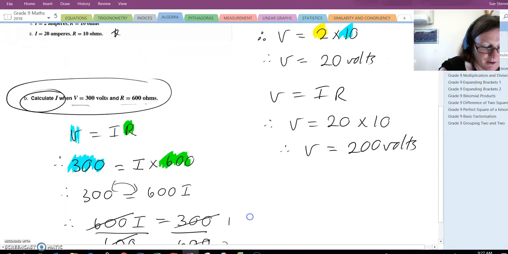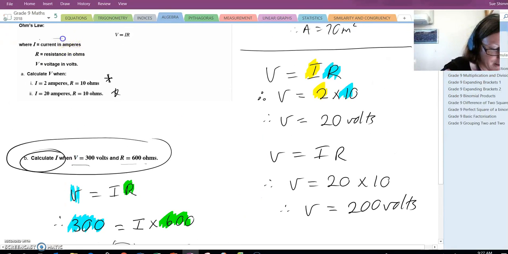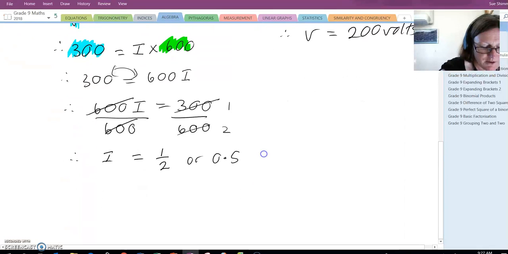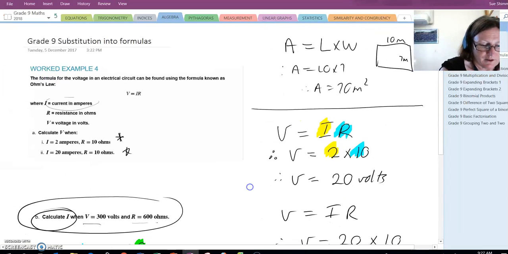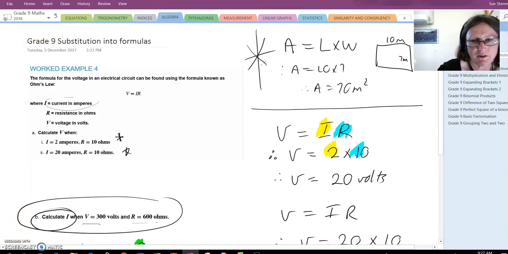And remember, we're told up here I is the current in amperes. So the answer I is equal to half or 0.5 amperes. So what we have done with formulas, here's an example here, we use formulas in measurement and substitute in. So with formulas, we can substitute in to come up with the answer.